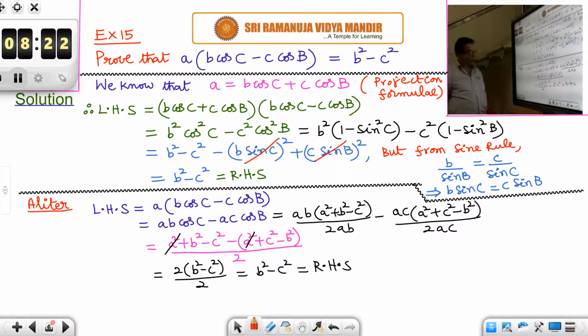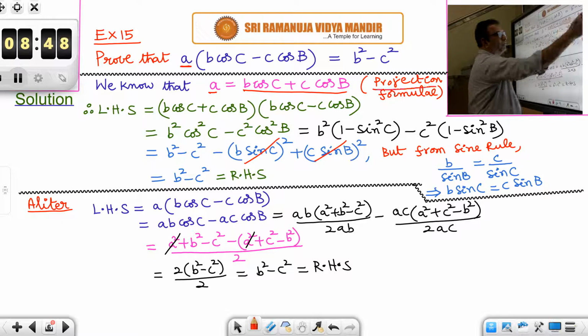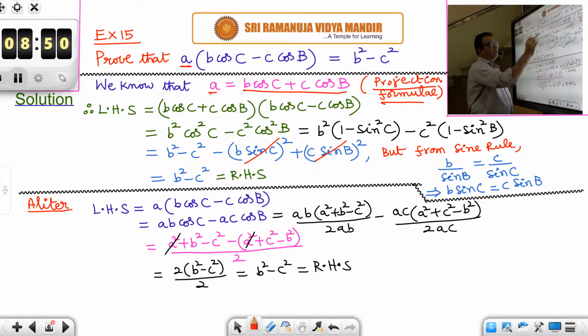Prove that a into b cos C minus c cos B is equal to b square minus c square. So of course I have solved it in 2 methods. First method, this small a can be written as b cos C plus c cos B. This is one of the 3 formulas which are called projection formulae. Small a is equal to b cos C plus c cos B.